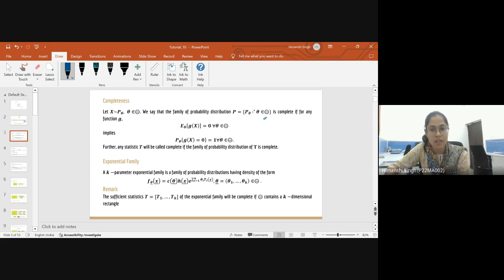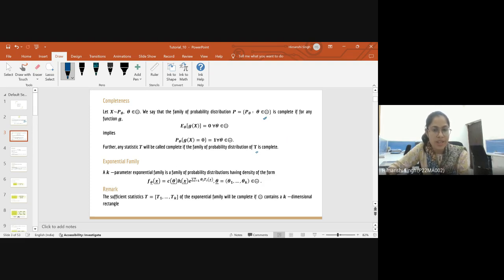By this probability distribution, I can find out the family of probability distribution of the sufficient statistics. So if the family of probability distribution of the sufficient statistic is complete, then we will say that the sufficient statistic T is complete. So why is this notion of completeness for the sufficient statistic important? Actually, this helps in constructing the uniformly minimum variance unbiased estimators, which we will be discussing in the next theorems.